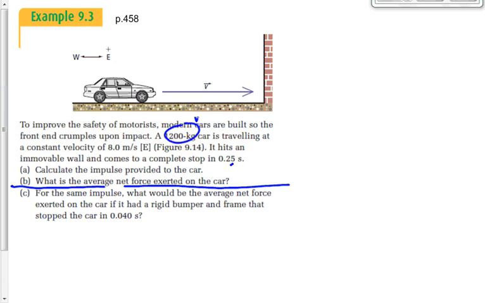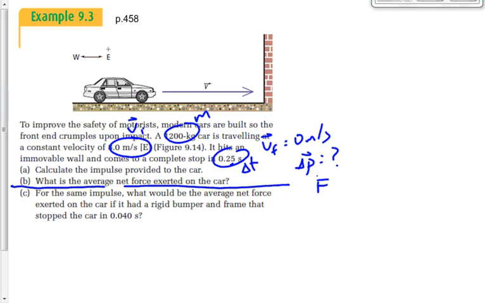Here's my mass. Here's my VI. My VF is going to be 0 because it comes to a stop. Here's my time. I want to find the impulse, and I want to find the force. Clearly an impulse question because it says what's the impulse. Impulse is equal to F times T, but it's also equal to M times delta V. Which one do you want to use, F times T or M times delta V? M times delta V.